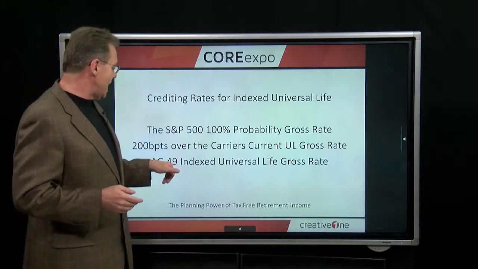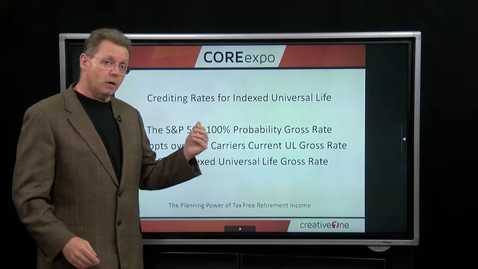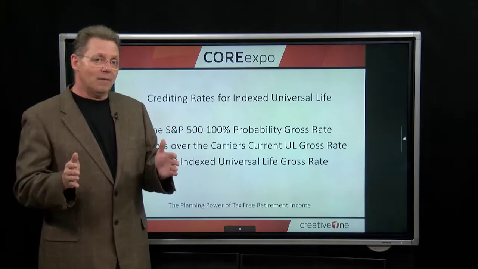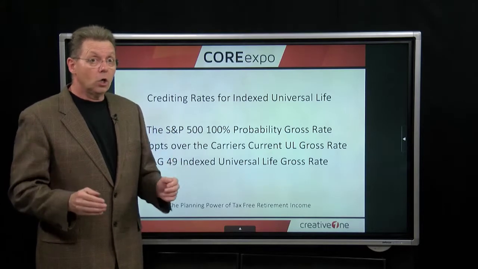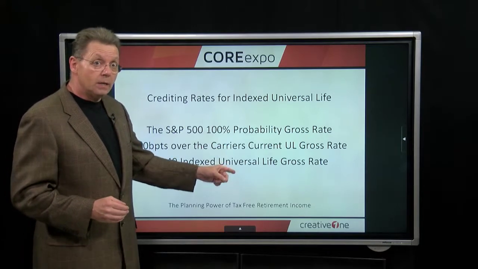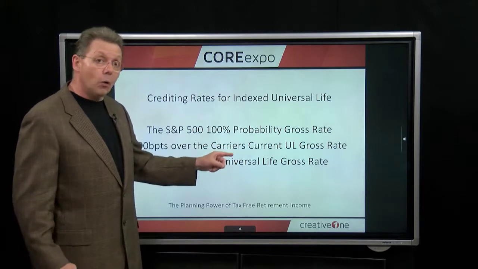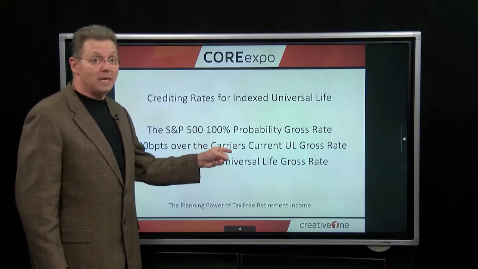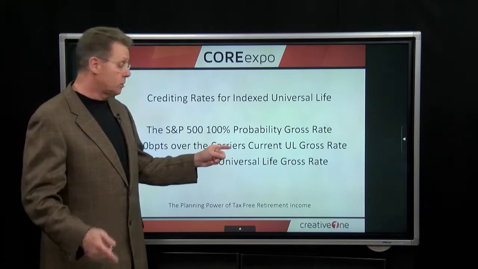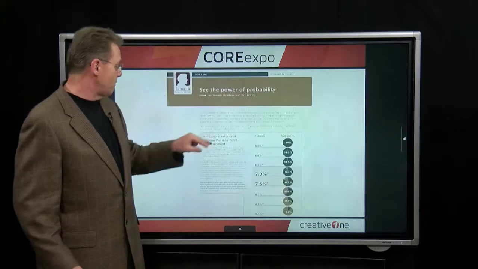And then I want to look at the AG49 index universal gross rate. Now the carrier we've been showing here has 7.43%. That's the cap based on the regs, and that's all they can show. So in this case, I could be showing 7.43, which is the AG49 max cap. I could be showing about 6% based on the 200 basis points over current portfolio interest, and then the third one would be the 100 percentile over the S&P 500.